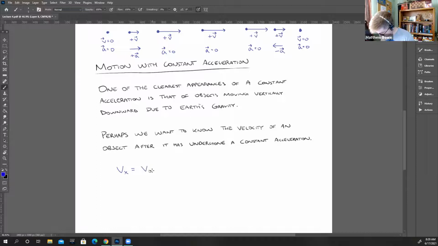So v naught x, this is just saying the initial velocity, plus however fast it is afterwards, or how much it changed by. So delta v. Up here in this case with the bicycle, it starts out with a velocity of 0, and then it ends up with this much larger velocity. So it has this delta v, it changed its velocity somewhere in there. That is the acceleration.